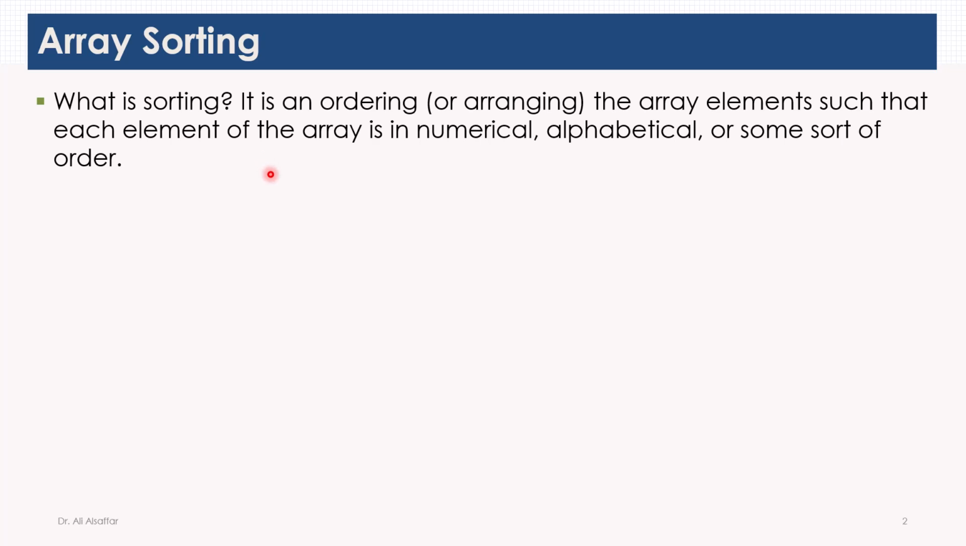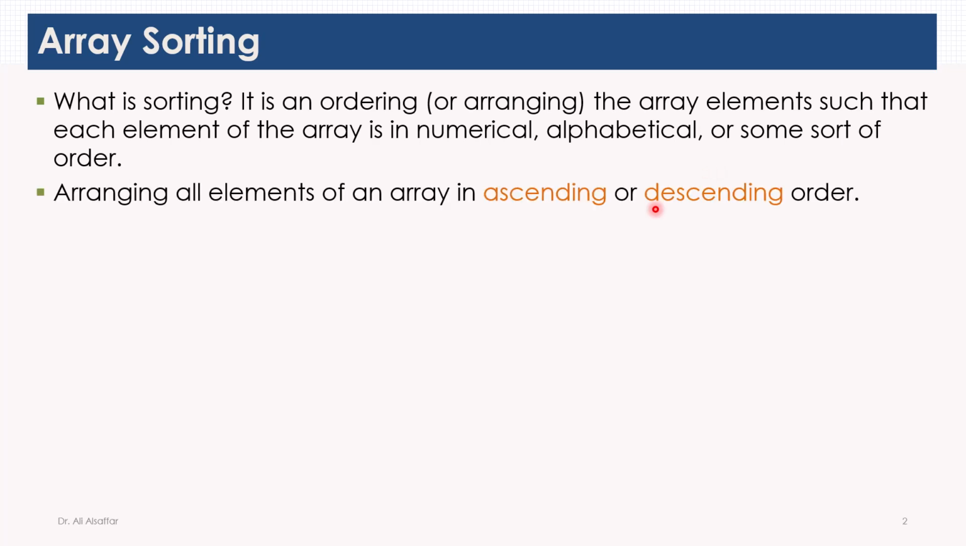So sorting is ordering or arranging the array elements such that each element of the array is in a numerical, alphabetical, or some sort of order. Typically, we sort arrays into ascending or descending order. Ascending order is an ordering of the array elements from lower to higher order, and descending order is an ordering of the array elements from higher to lower order.